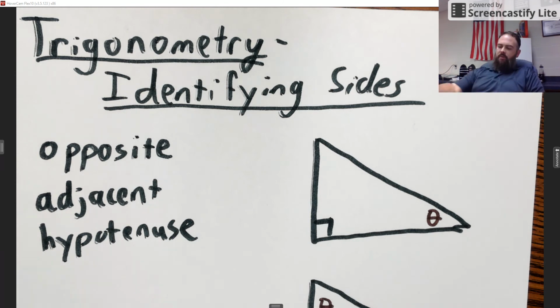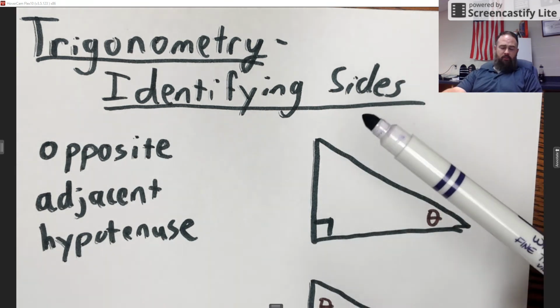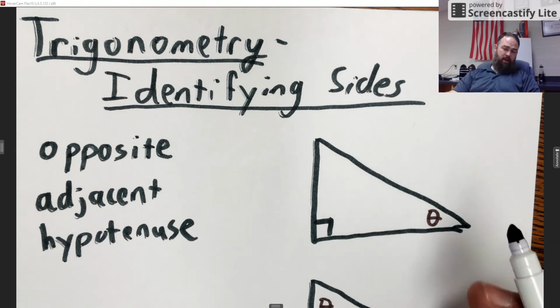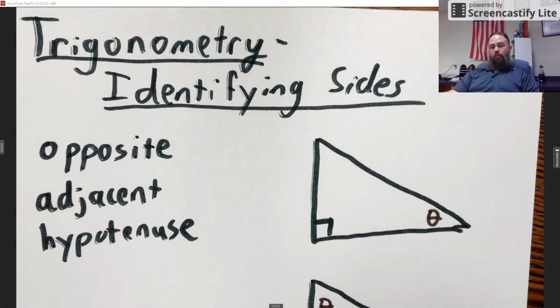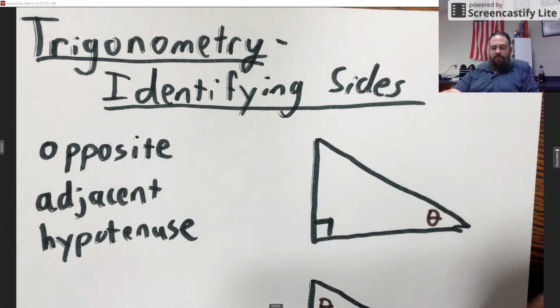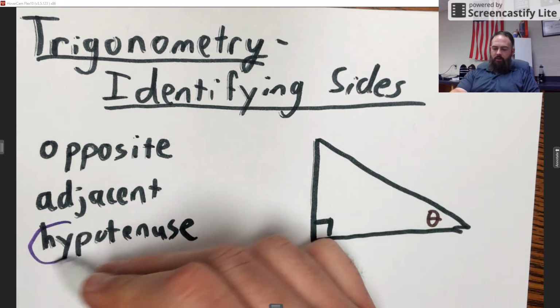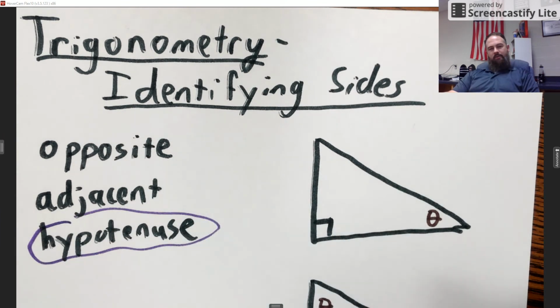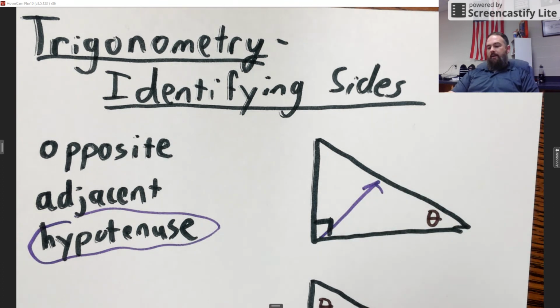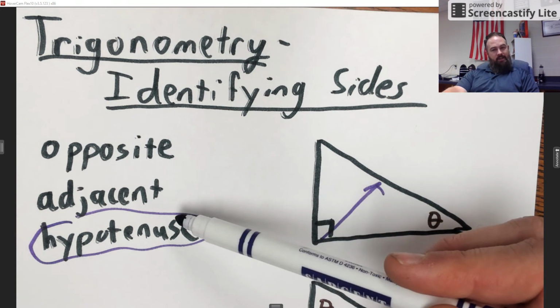Now, the first thing we're going to have to do on actually doing trigonometry is start labeling the sides of our triangle. As you know, every single triangle has three sides. In a right triangle, those three sides have specific names. One of them you're already familiar with, the hypotenuse. The hypotenuse is the longest side in a right triangle. It's also one that is directly across from the right angle. Now, the two that you might not have heard about before are the opposite and the adjacent sides.